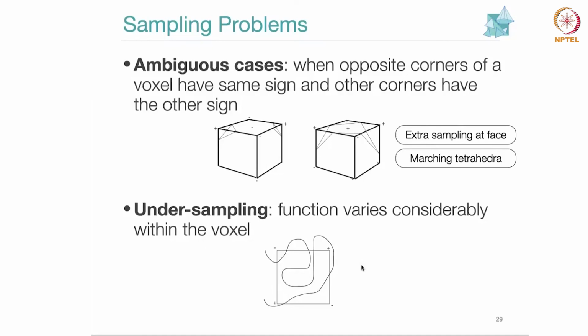Another problem with marching cubes is undersampling. If the function varied too quickly, the voxel will not capture it. This is a sampling problem, right? Remember, we said that we need to sample sufficiently. In this case, there was no sufficient sampling, so your surface will miss out on these details because you never sampled it. So these are the sampling problems associated with marching cubes.